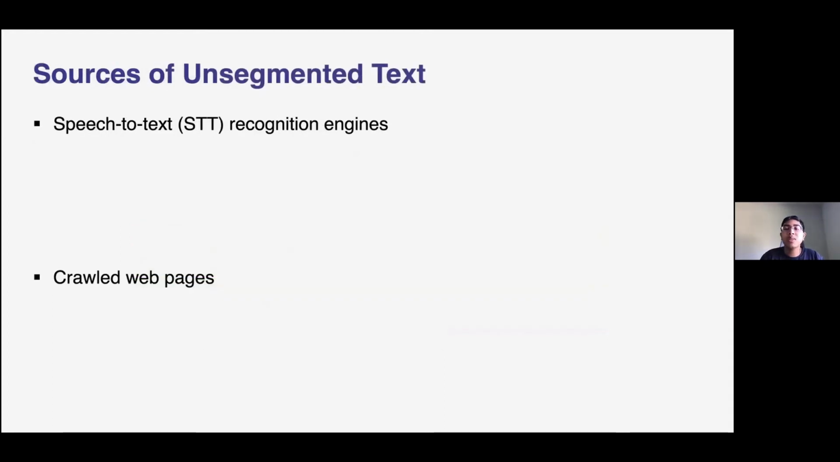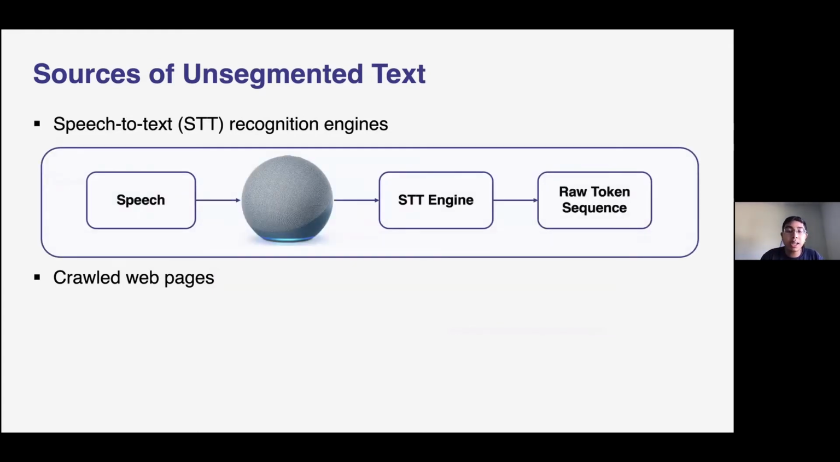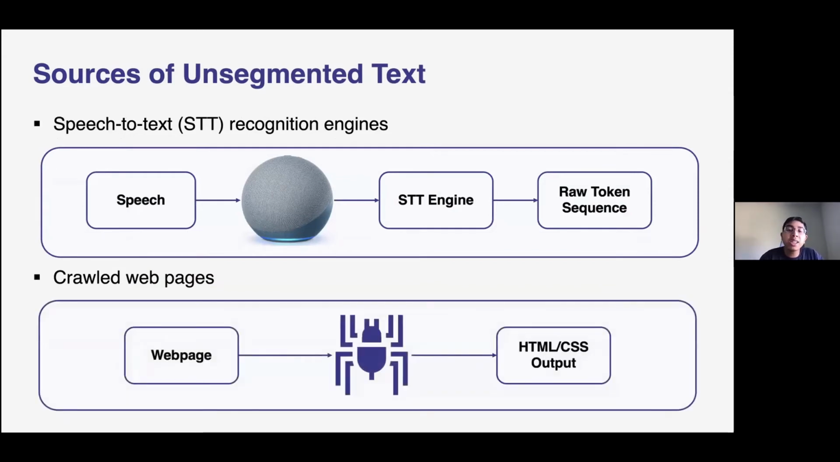There are two primary sources of unsegmented text on which our NLS algorithm can operate: the text output from speech-to-text, or STT, recognition engines, which are often used to pre-process the inputs of voice-activated question answering or chatbot pipelines, and crawled web pages. STT engines transcribe audio content and return sequences of tokens without delimiters. Similarly, web scraping returns raw HTML and CSS output. The returned content often does not contain proper punctuation, and HTML or CSS tags are usually neither accurate nor consistent sentence boundary identifiers. In both these scenarios, our NLS architecture can be used to perform sentence segmentation without requiring the presence of delimiters.